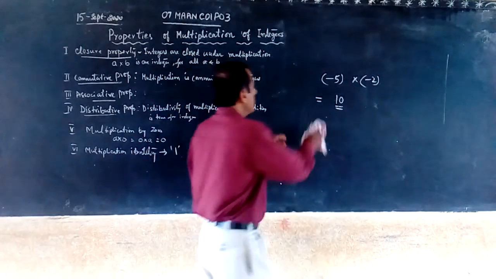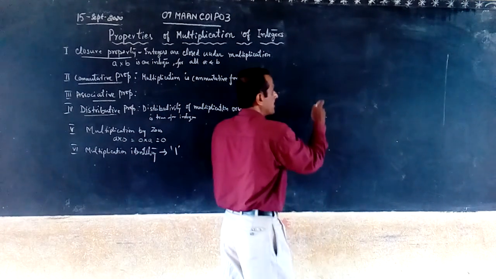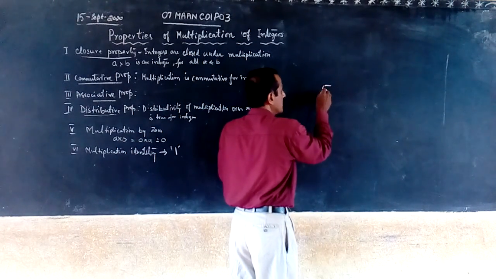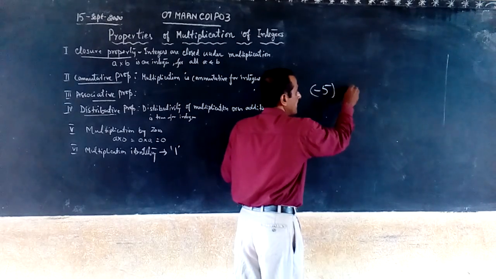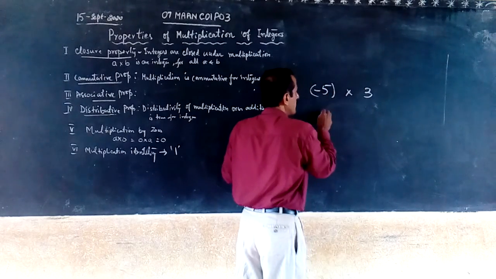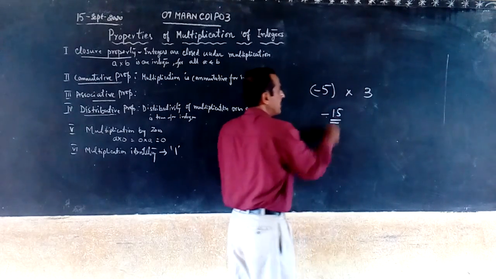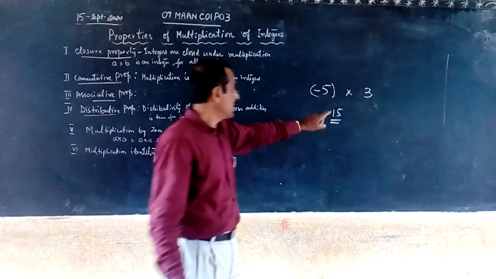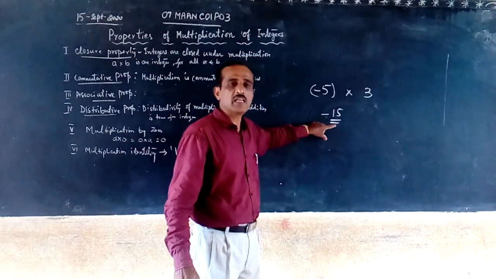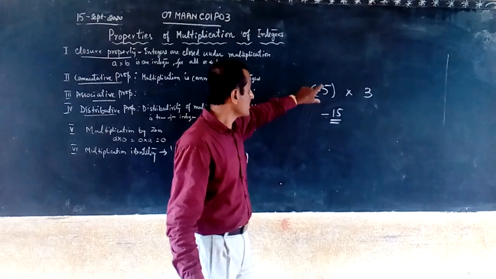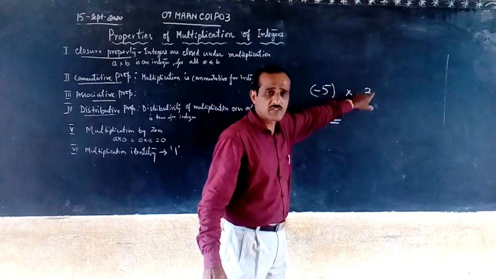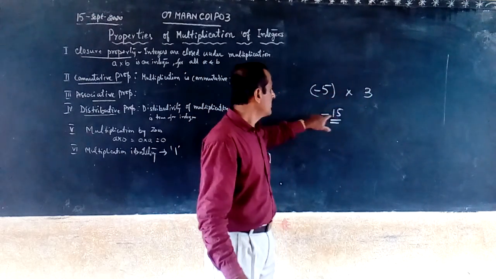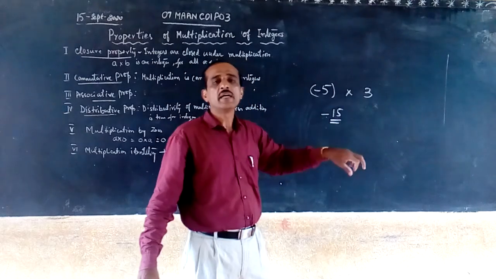Whatever it may be, if any two integers are multiplied, for example, minus 5 multiplied by plus 3, what is the answer? The answer is minus 15. Minus 5 into plus 3 is equal to minus 15. Minus 15 is also an integer. Here minus 5 is an integer, plus 3 is another integer, and the product minus 15 is also an integer.